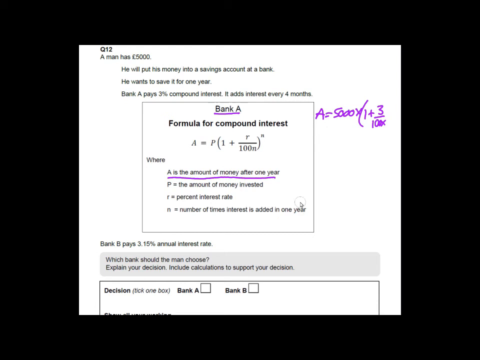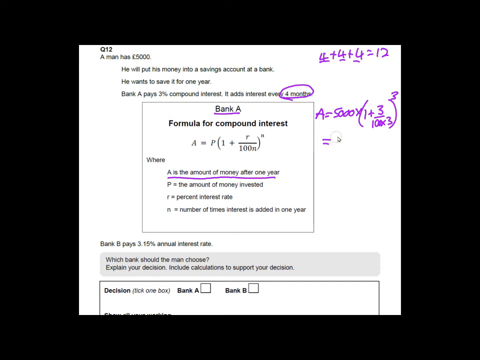Now, he gets paid interest every 4 months. So we've got 4, 8, 12. So we've got our 12 months in the year. So it's going to be paid 3 times. So we're going to multiply that by 3. And all of that is to the power of 3. Now you can put that into your calculator in one go if you want, or you can break it down into stages to make it easy for yourself. Whichever method works for you is fine.